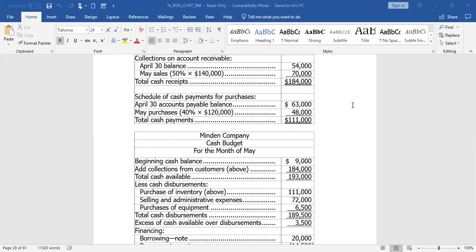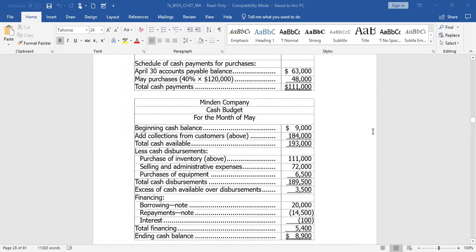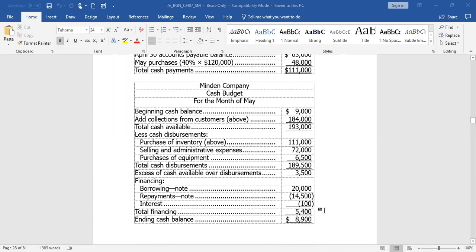The note payable on the April 30th balance sheet will be paid during May with $100 in interest. All of the interest relates to May. So keep that in mind. A new refrigerator costing $6,500 will be purchased for cash during May. So you can see there, the purchase of equipment is included in total cash disbursements. So the excess of cash available over total disbursements is $3,500.